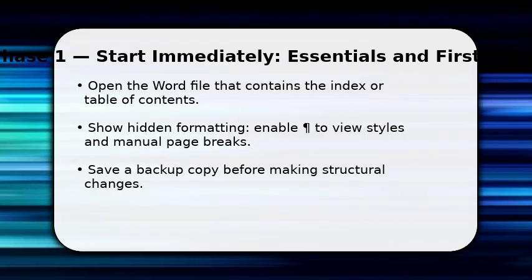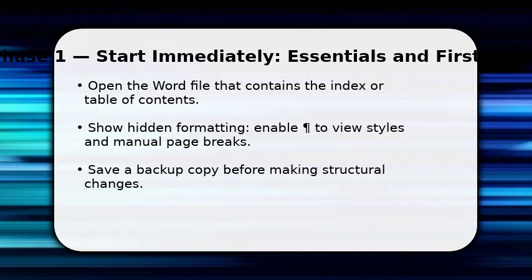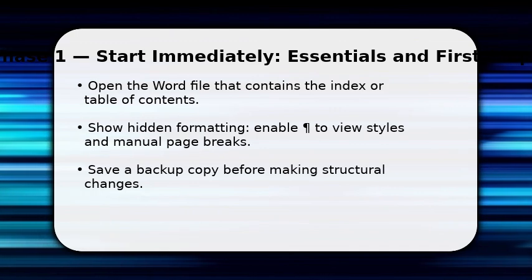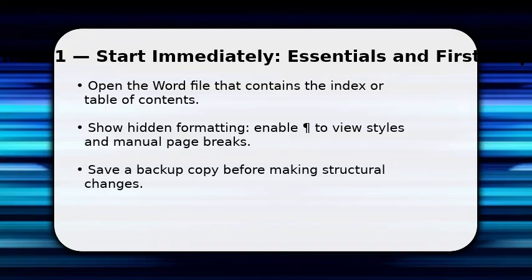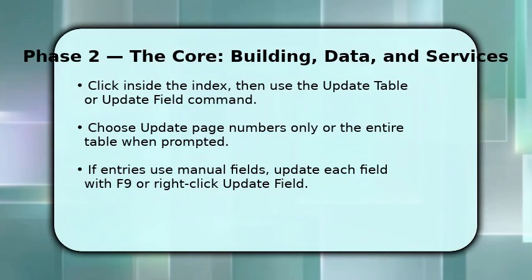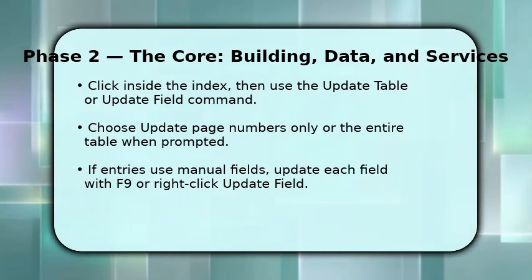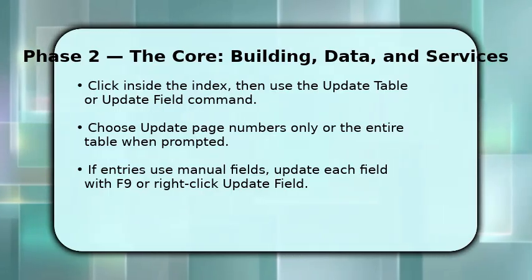Then place the cursor anywhere inside the existing index area. This is the first actionable step that tells Word which index to refresh. Once your cursor is inside the index, use the Update table or Update field control from the References tab or the right-click menu. This is where you decide how much to refresh.